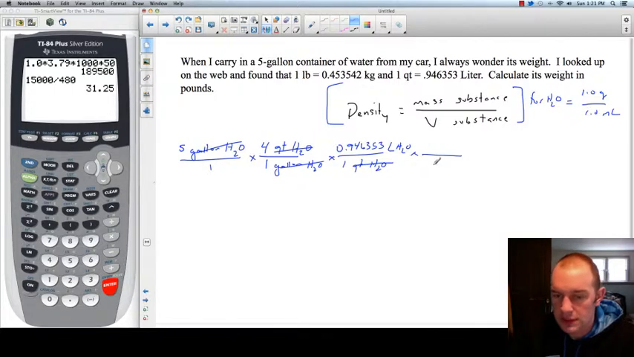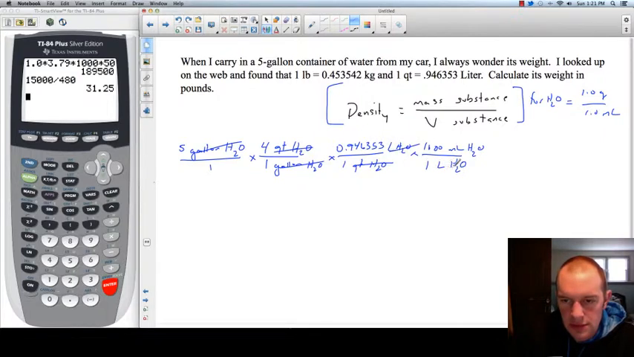So we need to convert our liters into milliliters. What we know is that 1 liter of water, or again anything else, is equal to 1,000 milliliters of water. That cancels your liters unit. Now we were able to get it in an appropriate measure that we can work with.